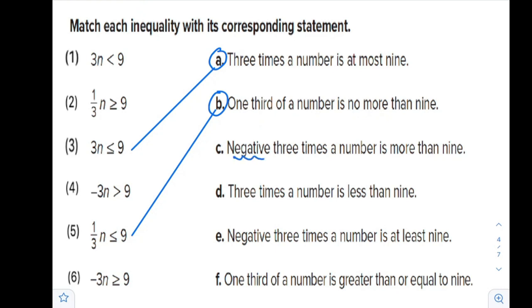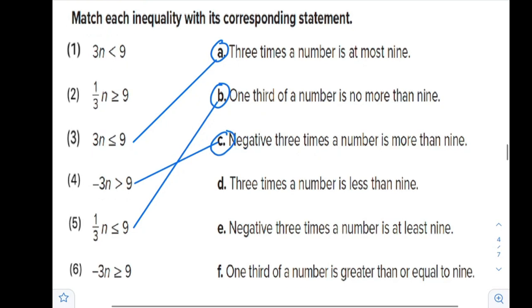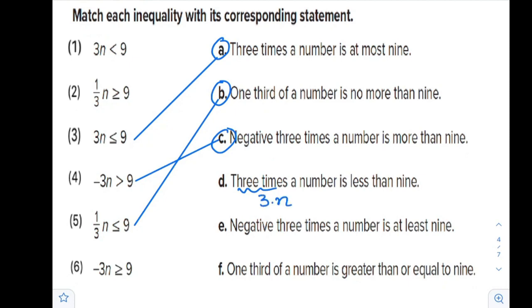Okay, let's see C. Negative 3 times a number n is more than 9, more than only. So negative 3n and more than 9, which is 4 as well. So we are here. D. 3 times a number is less than 9. Also no equal. So 3n and less than 9. So it will be matching with 1 here.